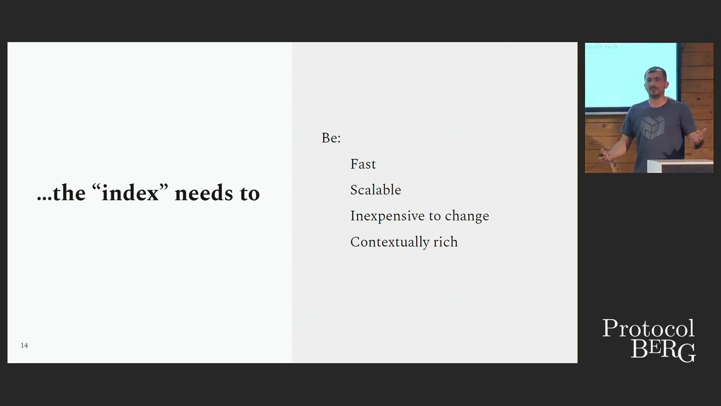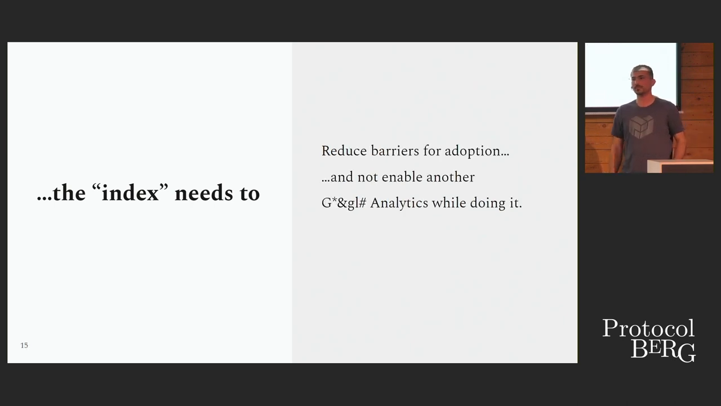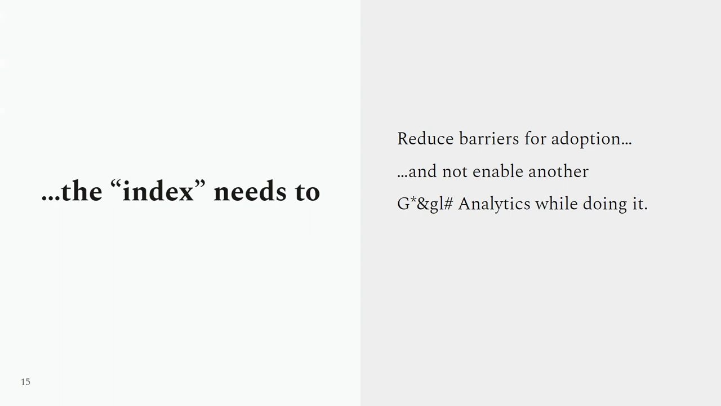So what is it that we want from an indexing system? Above all, we want the indexing system to be fast, because it is the entry point to all the other systems that we're typically building, and if it's the slowest, it affects everything. We want it to be scalable to cope with this massively growing amount of data, and we want the index to be inexpensive to change, because we know for sure the data evolves, the data changes, things get added, things get removed, things get re-encoded. And we also want the index to be contextually rich, because we want to shift things to the left, remember. So if I want to sum it up, the sort of indexing that we want should reduce barriers for entry, but at the same time, it should not enable another Google Analytics to be created around it. Right? That is the fundamental challenge that we're talking about here.